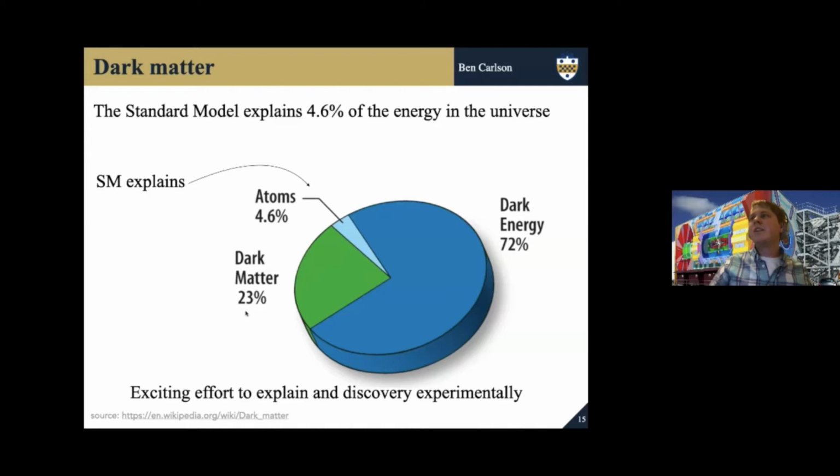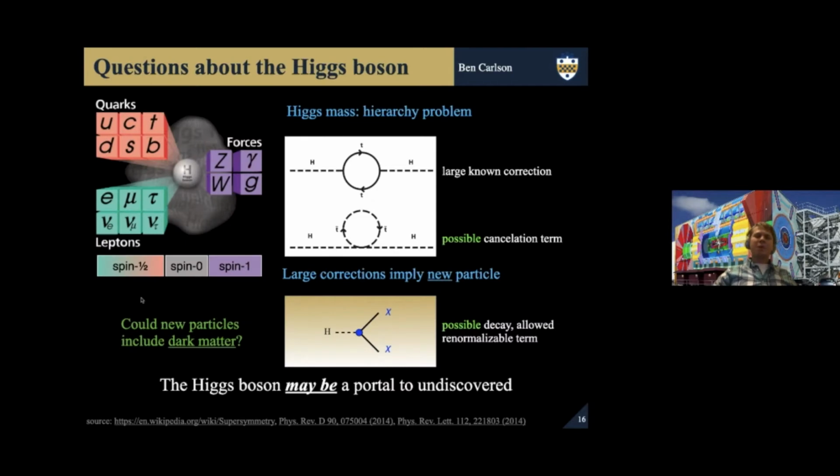Numerically, it's also very significant. This chart also includes dark energy, which I won't go into, but even if you just look at the atoms and the dark matter in the universe, the dark matter is a substantially larger fraction than the atoms that the standard model can explain. And so this is really an exciting time, in the sense that we have the opportunity to explain what this dark matter is, and try to discover it and study it at a lab.